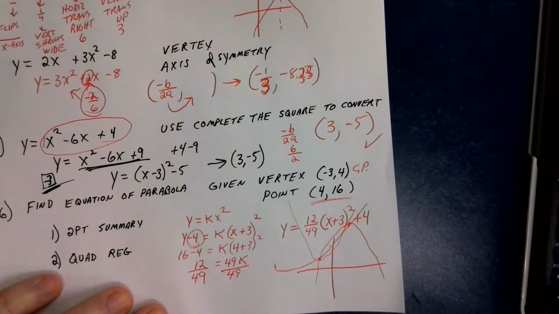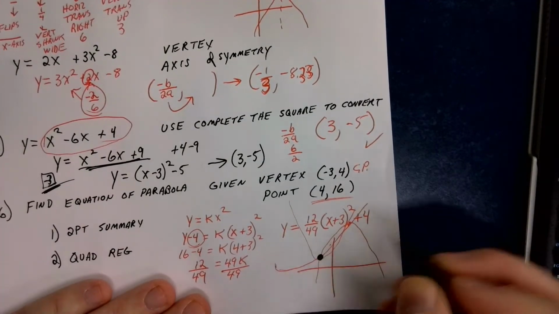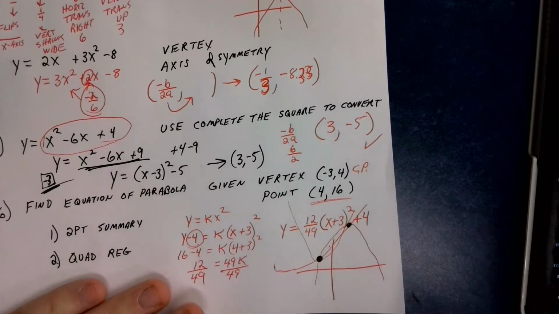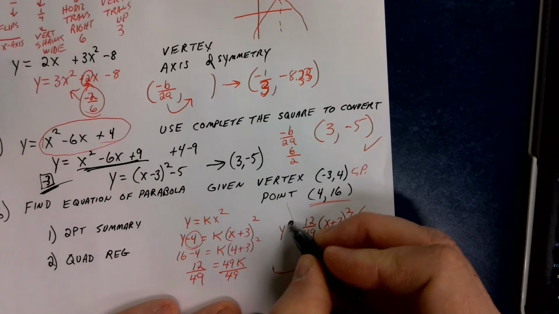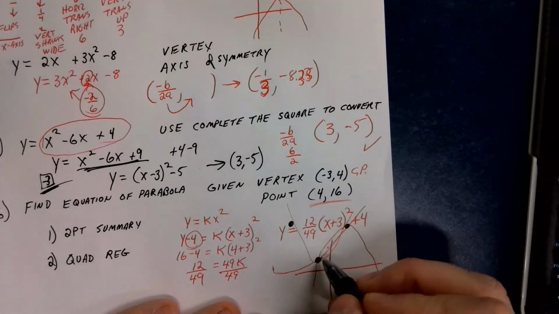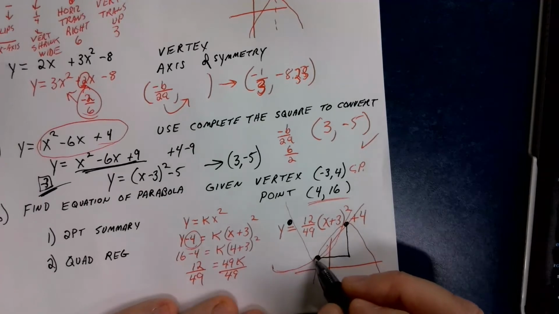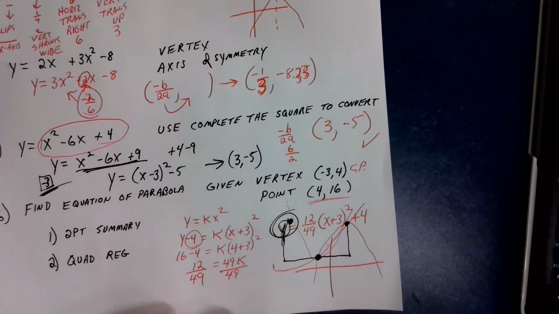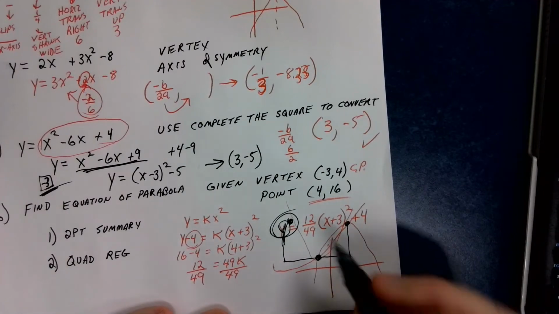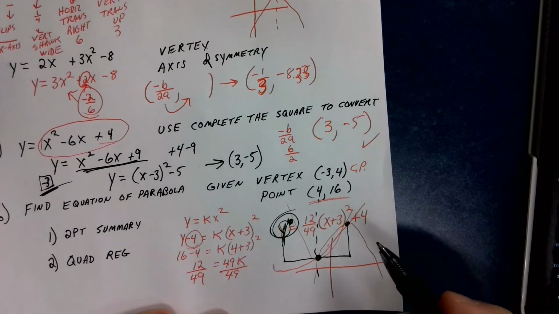So this is where common sense has to come into play. If this is my vertex and this is 1 point on the graph, then the parabola has to open up like that, right? Now, if I go directly over and up to this point, I have to be able to go directly over and up to some other point in this area because it has to have symmetry. So what point is that?